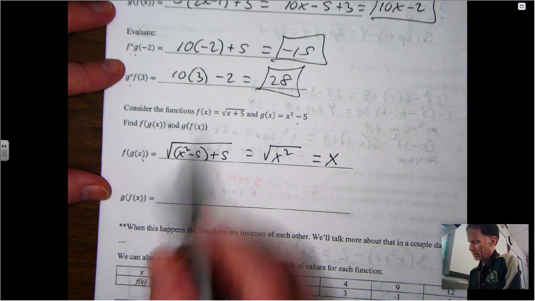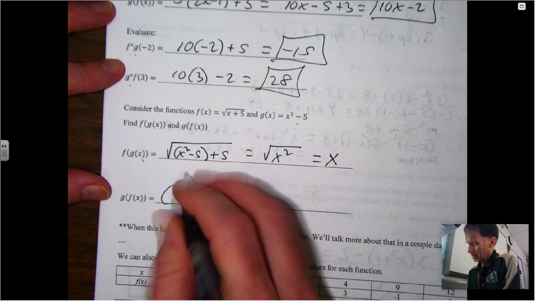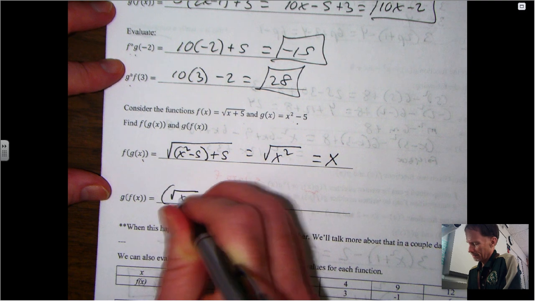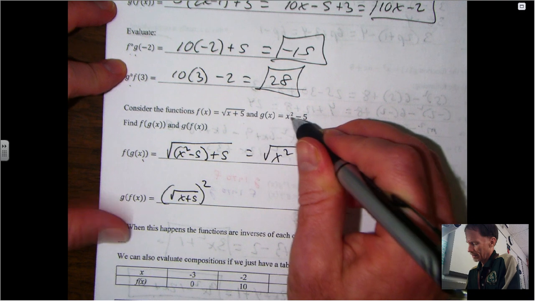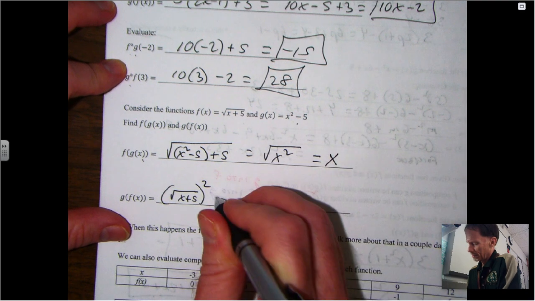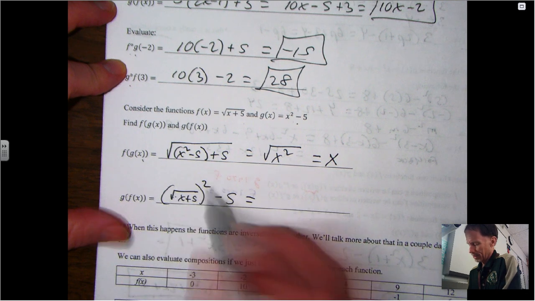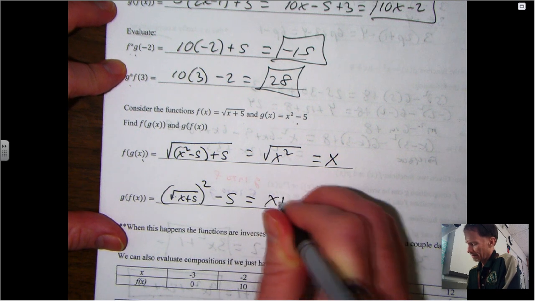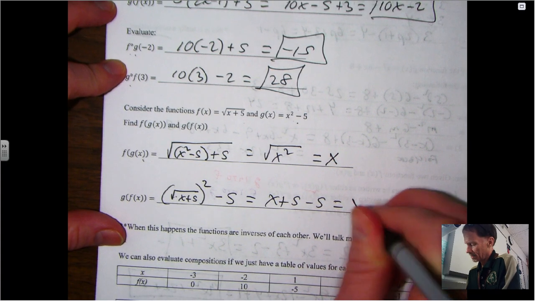Let's see what happens on the other end. So if you take f into g, so now we have, remember, always use parentheses. It's x plus 5. And then that whole thing is squared, because I'm putting that whole thing in where x is, minus 5. Same thing happens, though. The square root and the square cancel each other out, so we got x plus 5 minus 5, and then the 5's cancel out, so we have x.